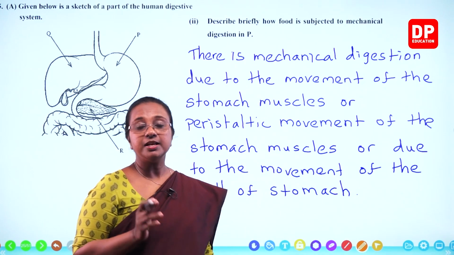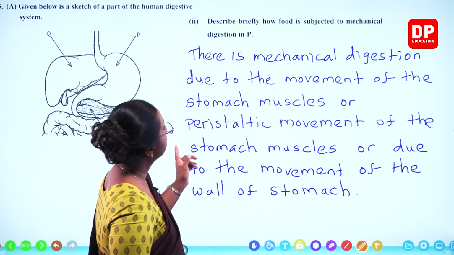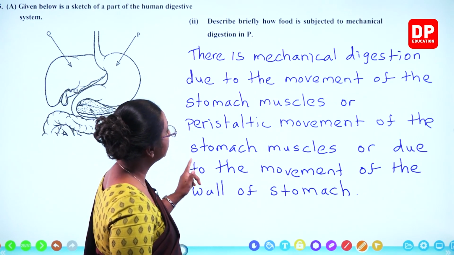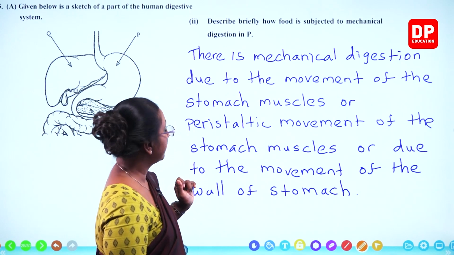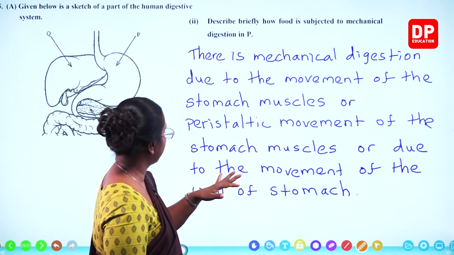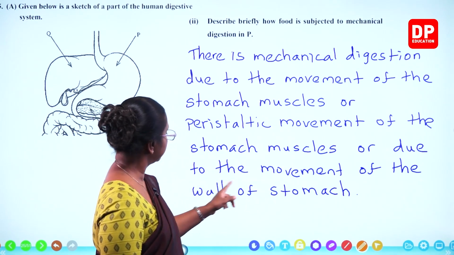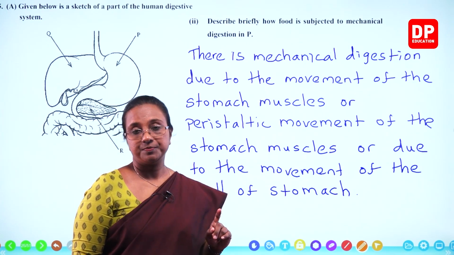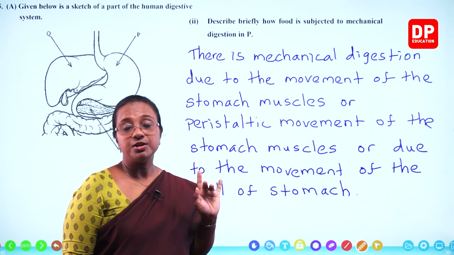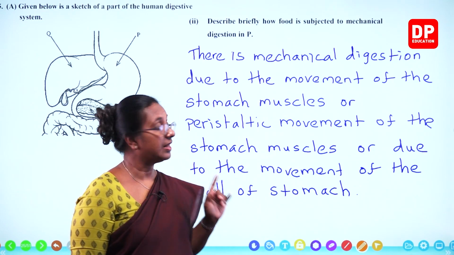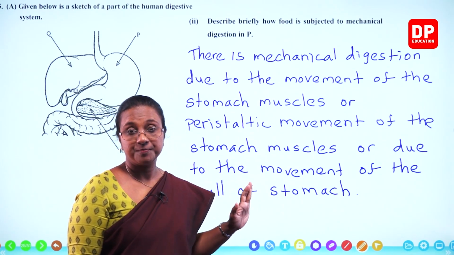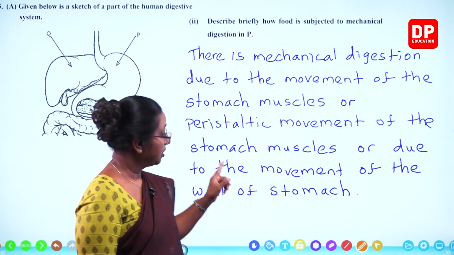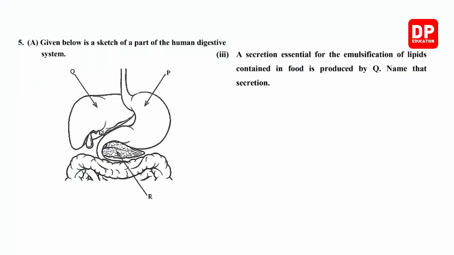So you can write one of these answers. There is mechanical digestion due to the movement of the stomach muscles, or peristaltic movement of the stomach muscles, or you can say due to the movement of the wall of the stomach. So if you write one of those, that is more than enough. That is how mechanical digestion occurs in the stomach. Is that clear, students? So then we'll move on to the next one.